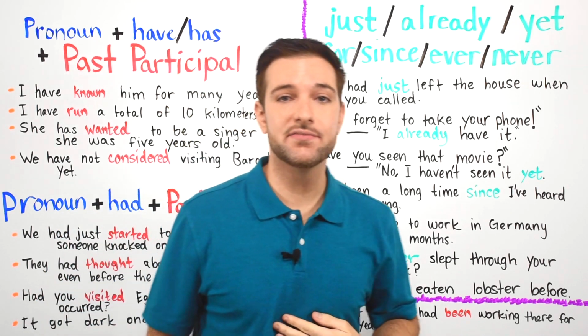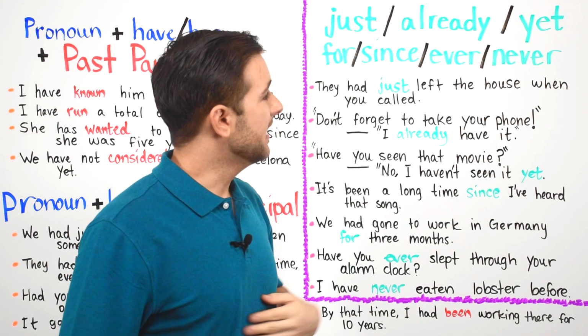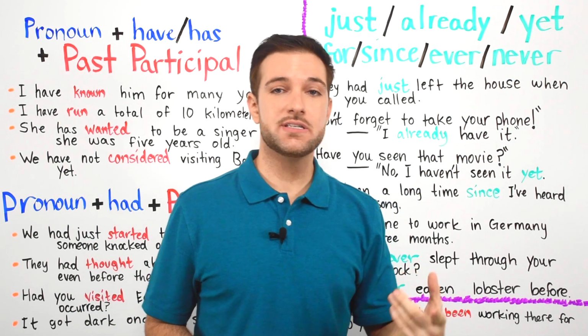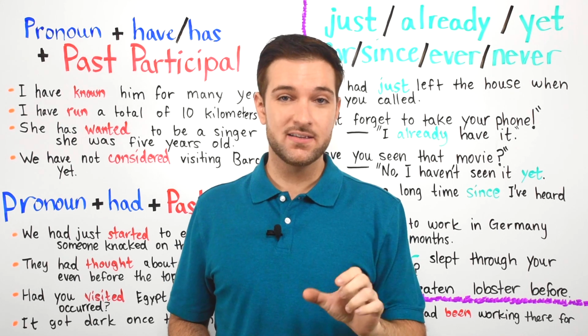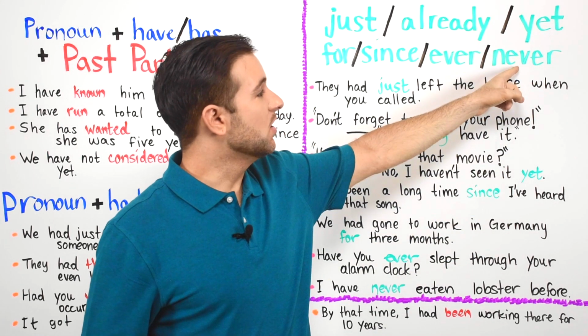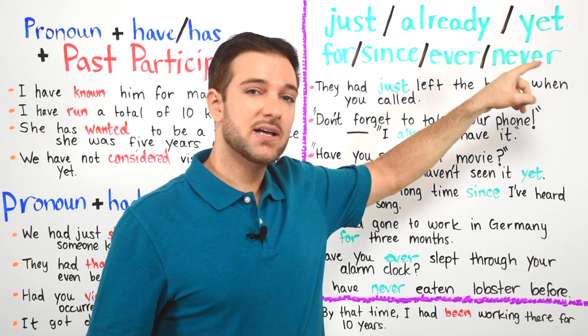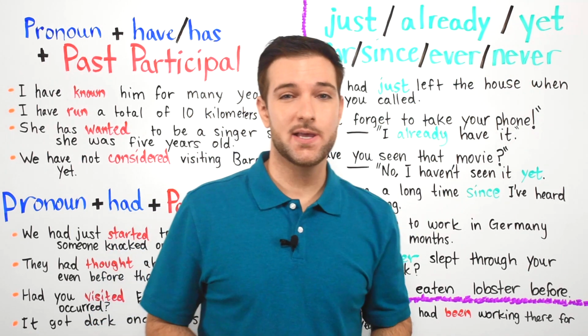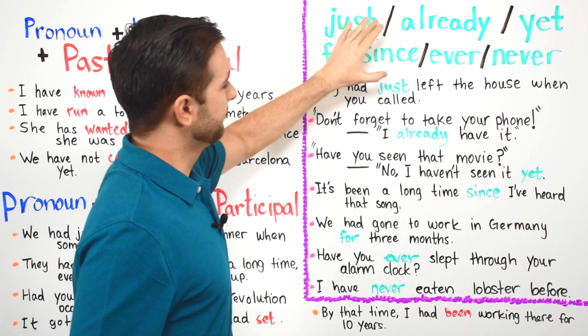Ever is used in interrogative sentences as well. And then we have never, and we use never in affirmative statements, but the meaning, when you use never, is always negative. So we use it in affirmative statements, but the meaning is negative, okay? Now let's go ahead and look at some sentences with these words right here.